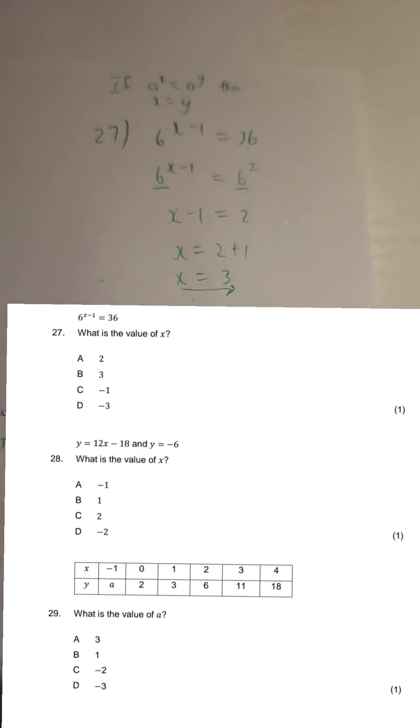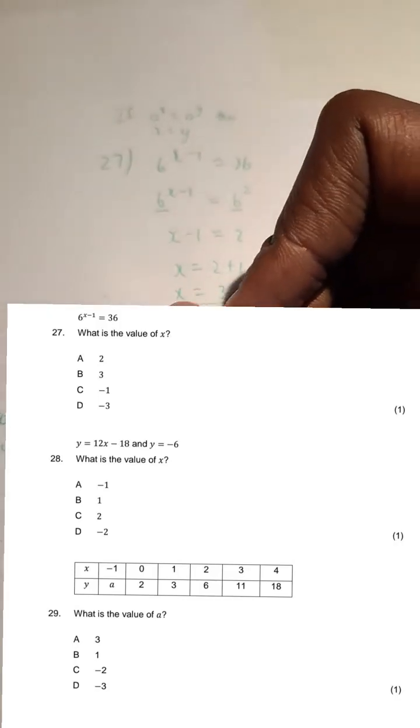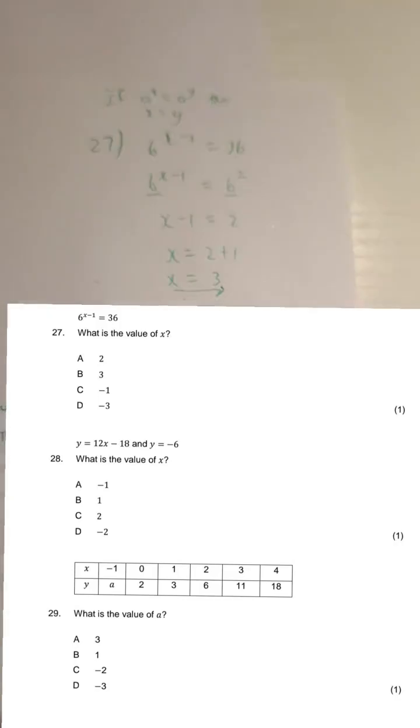So you can see that there's our options. What is the value of x? Is it 2? A? Is it 3? B? Is it C, -1? Or is it D, -3? You guys can see that the answer there is 27 what? It's 27B.